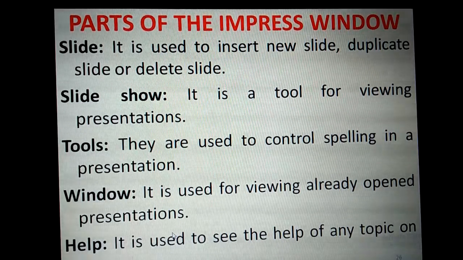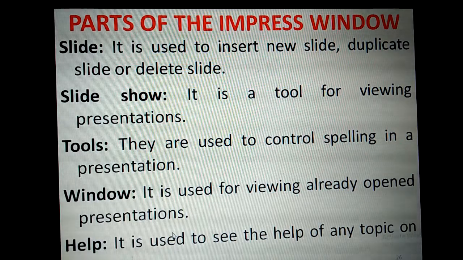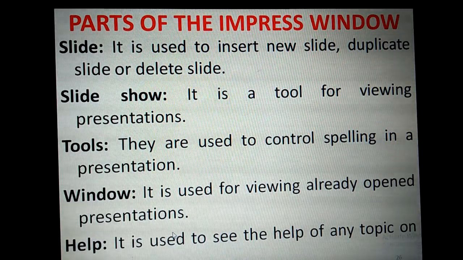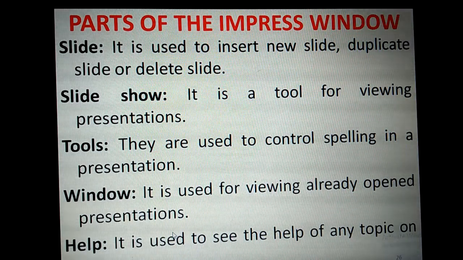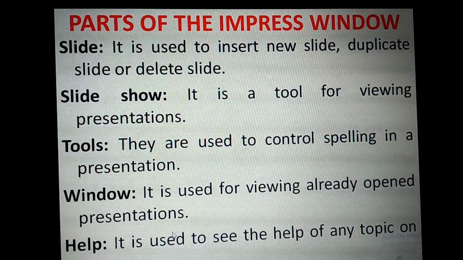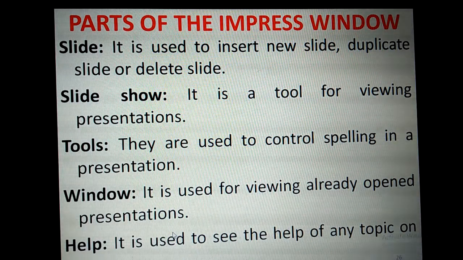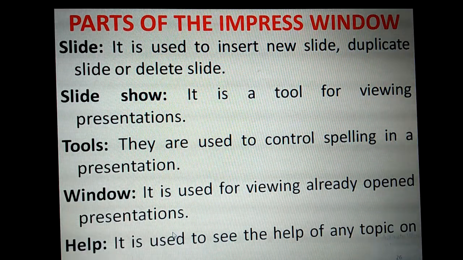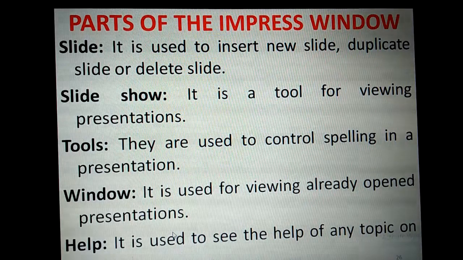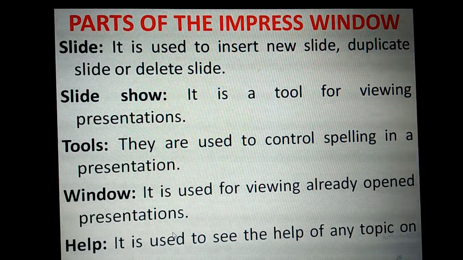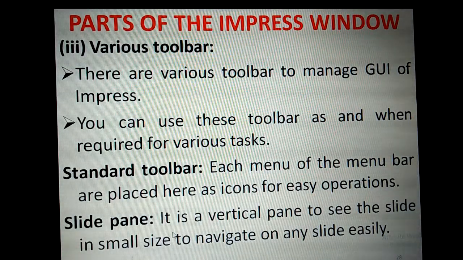And then slideshow menu, it is a tool for viewing the presentation. For viewing the final presentation we can go for the slideshow menu. Tools, it is used to control the spelling in a presentation. Spelling and grammar we need to give importance, as we have studied guidelines in order to make a good quality presentation. So for that this tools menu is very helpful in order to control the spelling of a presentation. Then window, it is used for viewing already opened presentations. Then help menu, it is used to see the help of any topic in Impress. So these are the various menus we have under the menu bar.